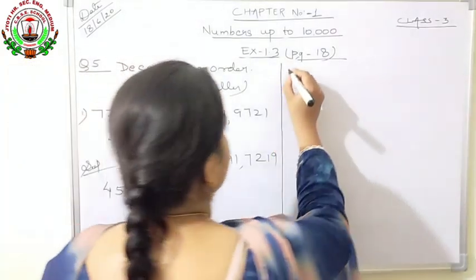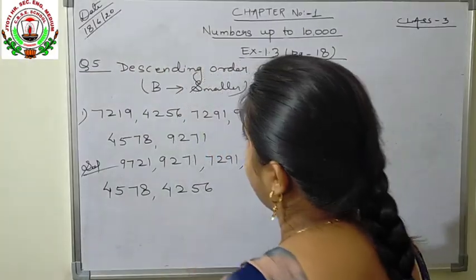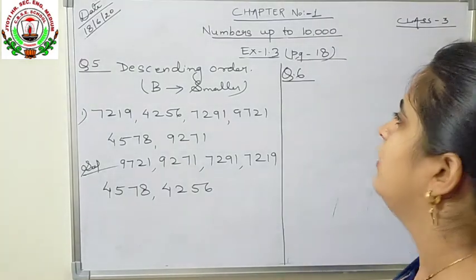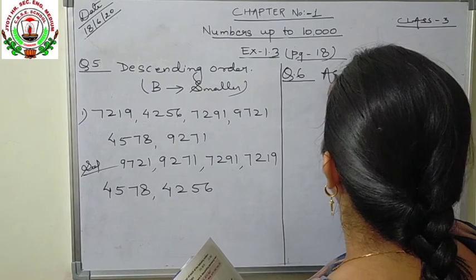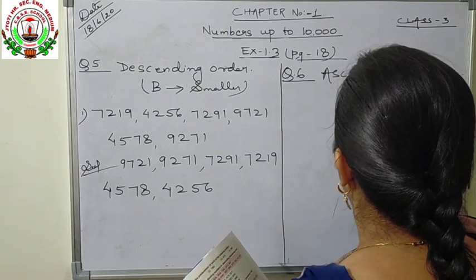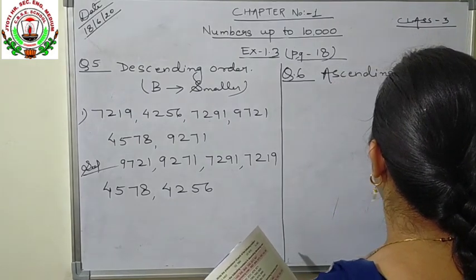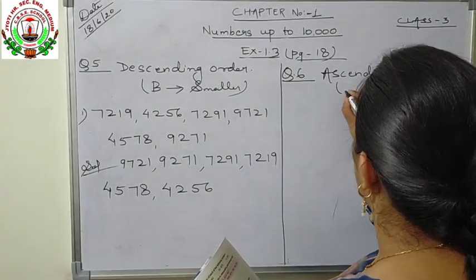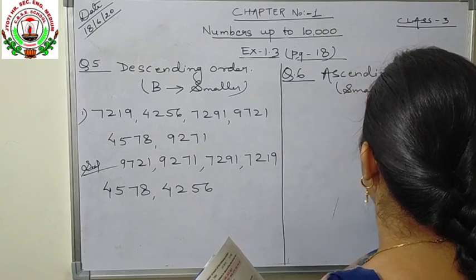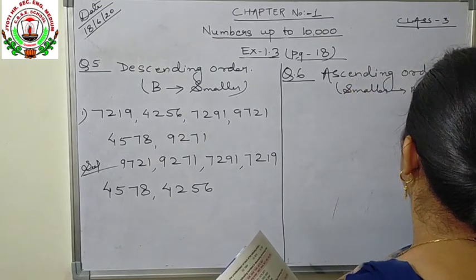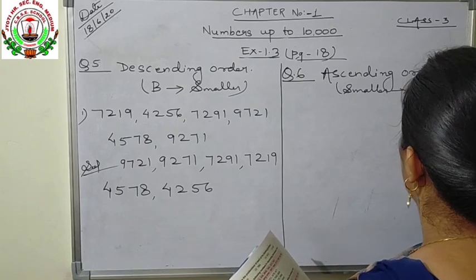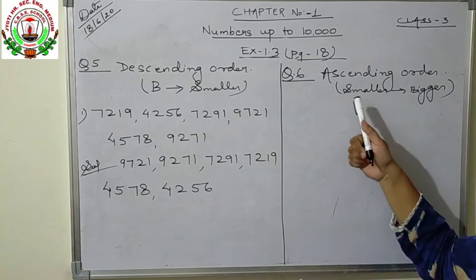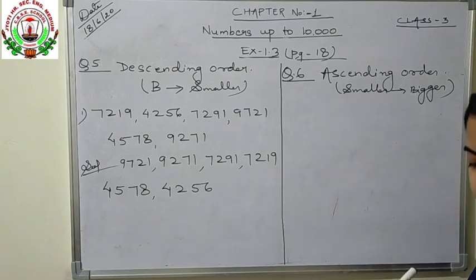Moving on to question number 6. Question number 6 is: rewrite the following numbers in ascending order, ascending or increasing order. From the name itself you can know that you have to arrange the numbers from smaller to bigger. In descending you arrange the numbers from bigger to smaller, and in ascending you arrange the numbers from smaller to bigger.